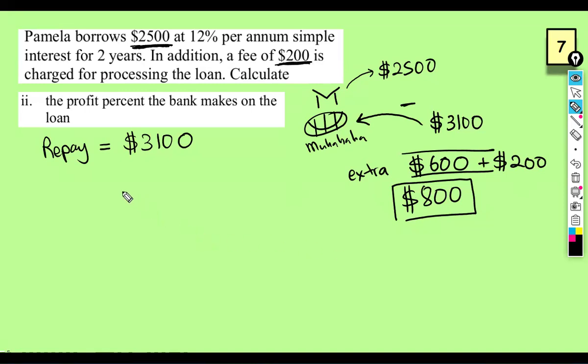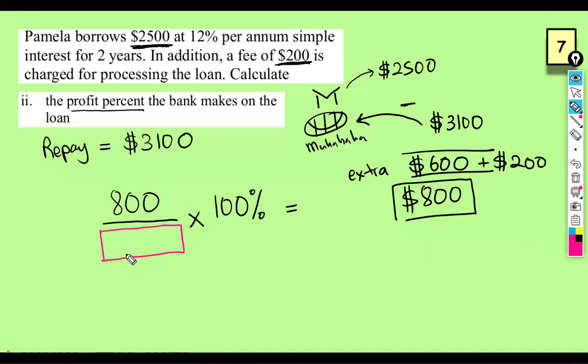So to convert this to a percentage, because I asked you for a percent, you're going to take the 800 divided by something. We'll decide what this something is. And to convert anything to a percent, you multiply by 100%, right? The question is, what goes underneath here? Do we put the 100 or the 2,500? Which one do we put when we're expressing something as a percentage?